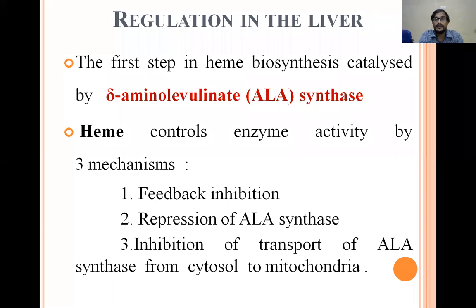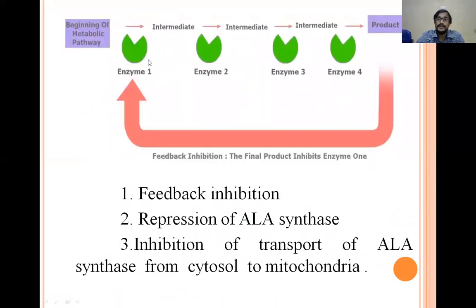Going into detail, what is feedback inhibition? From the substrate, different intermediates are formed, and finally the product is formed with the help of different enzymes. The product will inhibit one of the rate limiting enzymes. Here the product will inhibit the first enzyme or any second enzyme, any enzyme. The product will inhibit the enzyme and it will regulate the synthesis of that product only. So that is feedback inhibition.